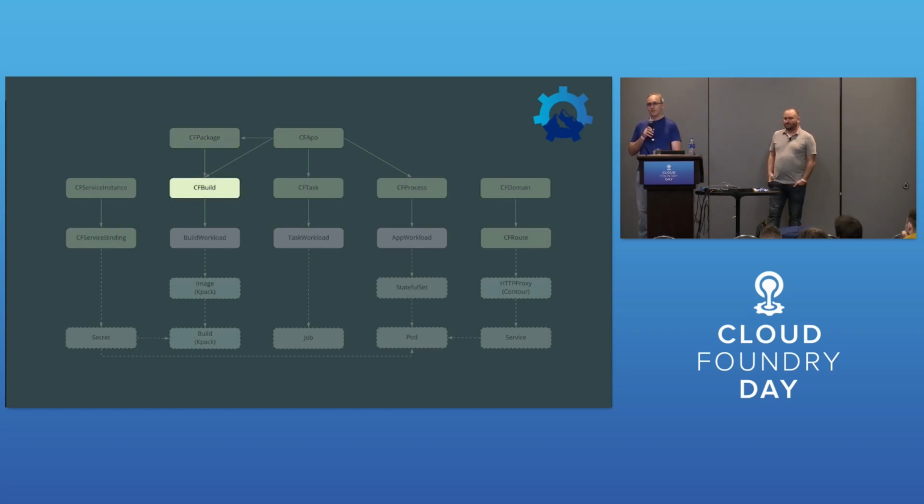Once the source is uploaded, staging occurs, and CFBuild is created to orchestrate this process. This is where the user-provided configurations for things like the memory and disk requests and lifecycle information are combined with the package.